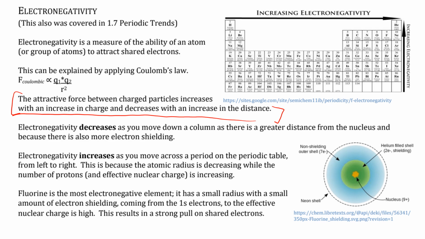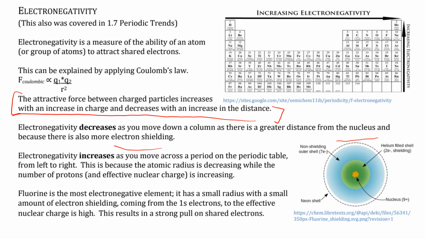Electronegativity decreases as you move down a column as there's a greater distance from the nucleus and because there's also more electron shielding. Electronegativity increases as you move across a period on the periodic table, so left to right. This is because the atomic radius is decreasing while the number of protons and effective nuclear charge, therefore, is increasing.